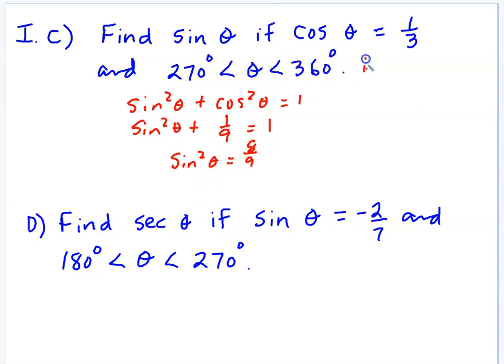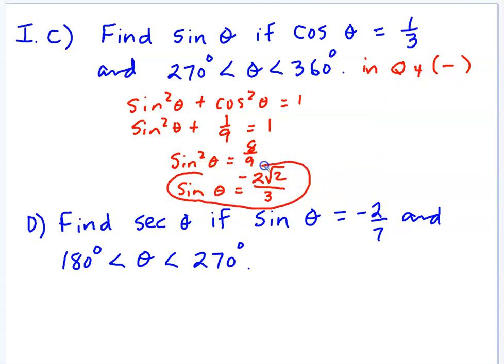I'm in quadrant 4 again, so I'm looking for sine between 270 and 360. That's quadrant 4, and sine is negative. So I've got to make sure my answer is negative when I'm done. All right, so square root of both sides. The square root of 8 simplifies as 2 times the square root of 2, and the square root of 9 simplifies as 3. And then since I'm in quadrant 4 where sine is negative, I need to make my answer negative. And so there's your answer for 1C.